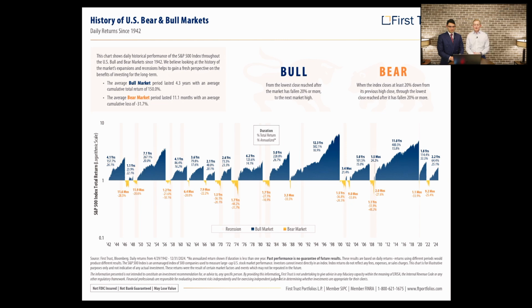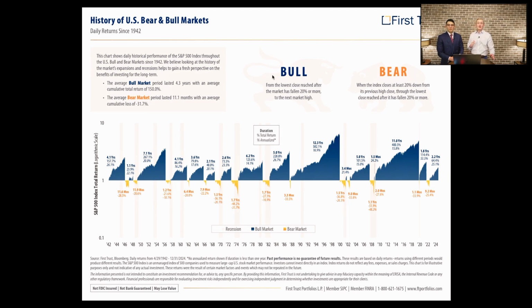Okay, so we have some slides here from First Trust. They've put out a slide deck that goes over some of the things that we're talking about. So first, let's start with what is a bull market and what is a bear market, because those are probably some of the most widely used terms. So the bull market, and it shows it right up here in the middle, a bull market is from the lowest close reached after the market has fallen 20% or more to the next market high. Those are, I would say, what we're more commonly in. We're in a bull market more often than we're in a bear market.